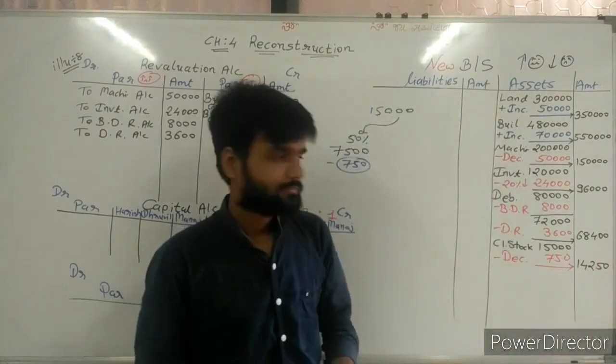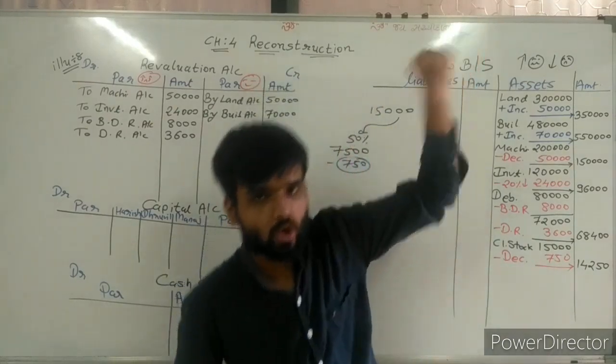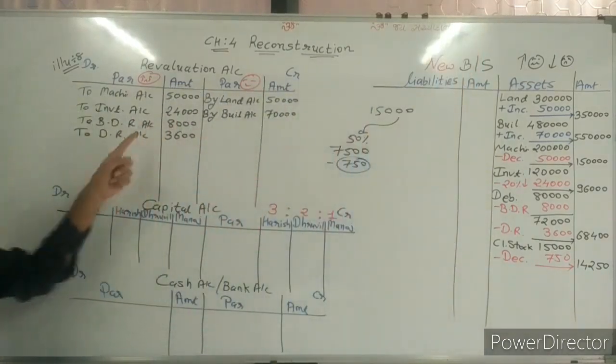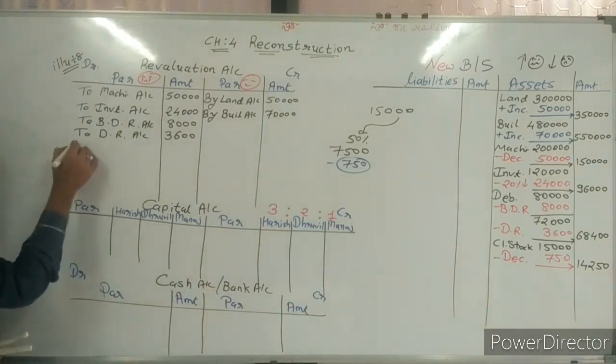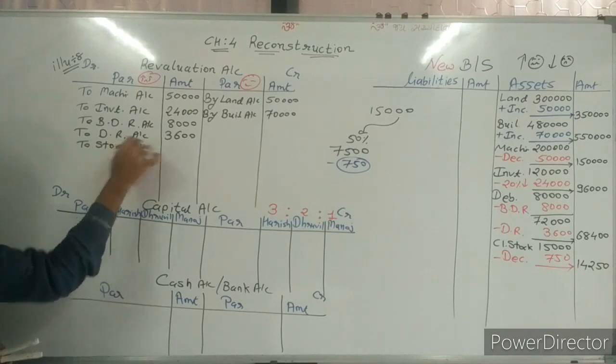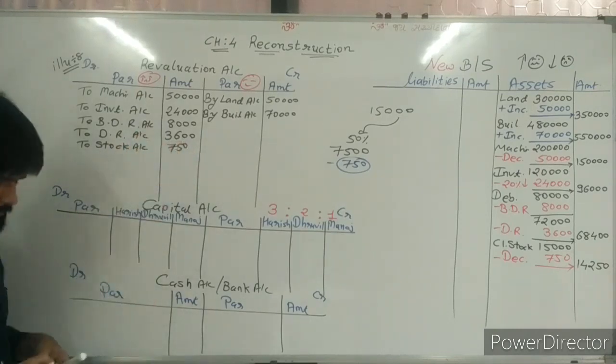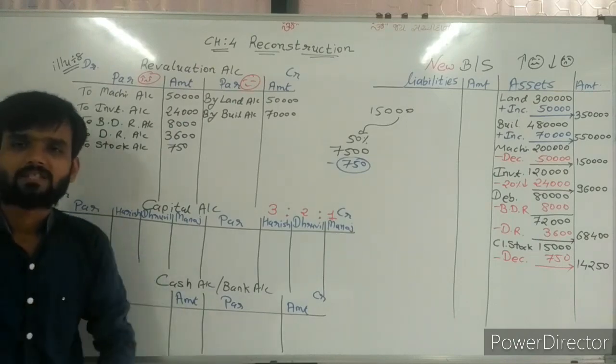14,250. This is the answer. Now again, sir, stock is my asset. Stock also decreases, said debited to stock account. And the stock account is 750. So 750. Simple one.